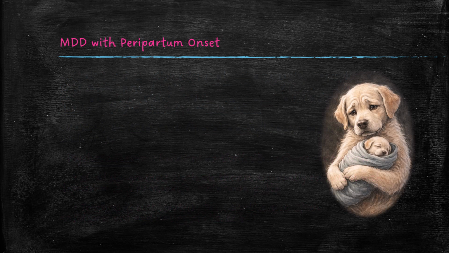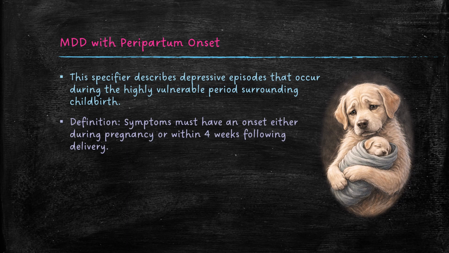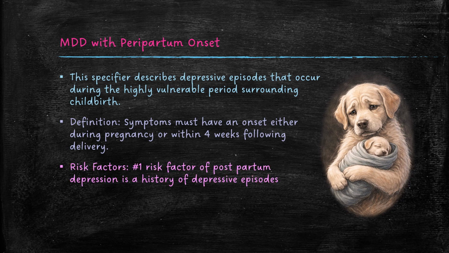MDD with peripartum onset is highly tested. This describes depressive episodes that occur around the time of childbirth. Now, in order to meet criteria for MDD with peripartum onset, the symptoms must have occurred either during pregnancy or within the first 4 weeks following delivery. It's very high yield to know that the number one risk factor for postpartum depression or MDD with peripartum onset is a history of depressive episodes. So if you have a patient with a history of MDD and they're pregnant, you have to keep this in mind.